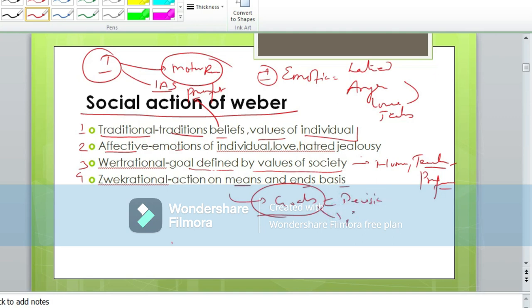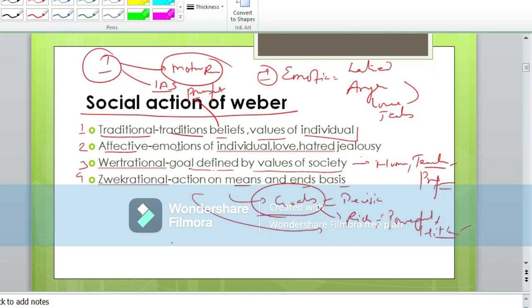So if his goal is to become rich, then he takes the action. If his decision is to become powerful, for example Hitler saw the disturbance in Germany and atrocities after the First World War, so he tried to become goal rational.